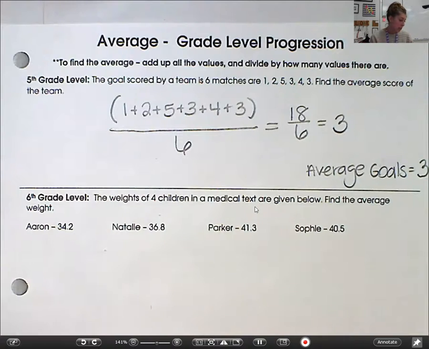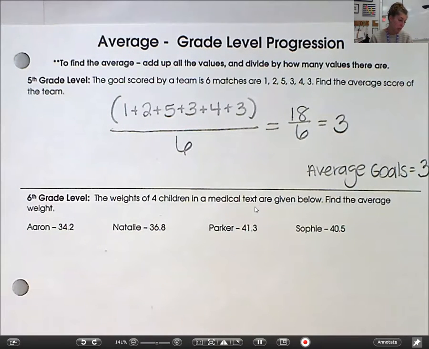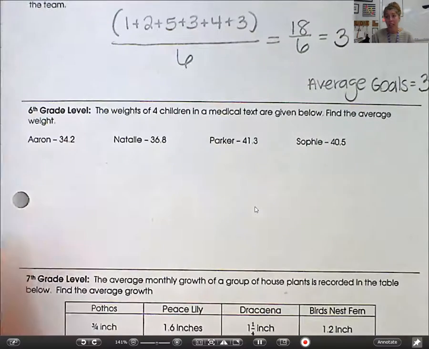We'll see. So here we look at the weights of 4 children from a medical text. We're going to find the average of those weights. So the first thing to realize is the names are irrelevant. That makes no difference to me. That's kind of something common. I feel like as you get older, there's more of a background story, more information that might not be necessary. And that's like real life. You have to find what's important to the problem to solve.